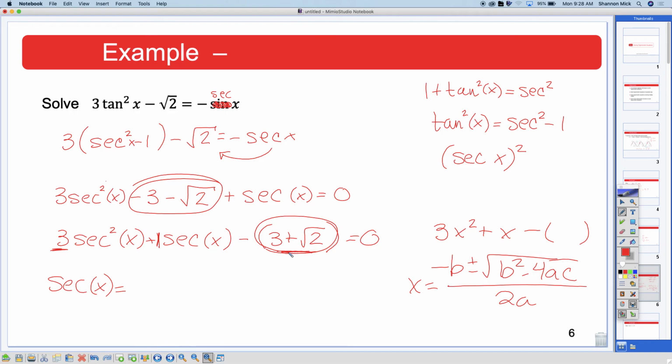And so I have negative b, so that's negative 1, plus or minus the square root of 1 minus 12 times... so we have 4 times 3, which would be 12, right? Times this negative, yes. So a negative and a negative would be a positive. So plus 12 times 3 plus the square root of 2, all over 6. Now, we have an answer, yes?